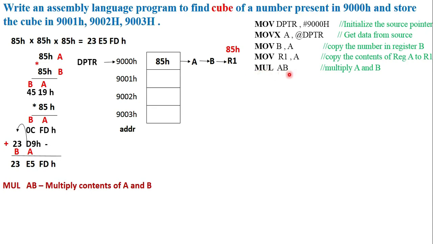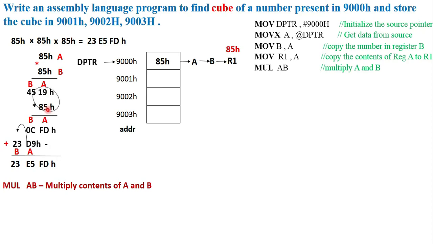After this instruction is executed, we obtain the result 4519h in the B and A registers. So now B has 45h and the accumulator has 19h. We need to now perform the next multiplication, that is the multiplication between 19 and 85h.